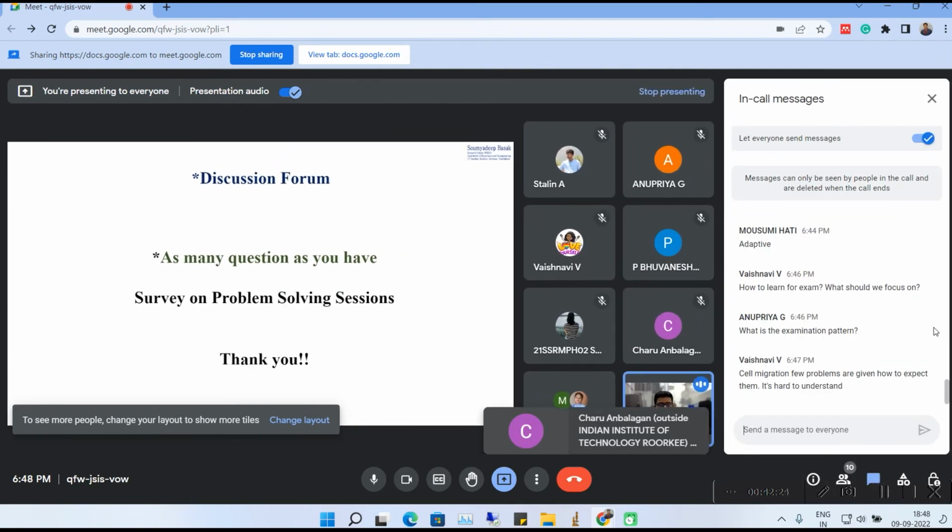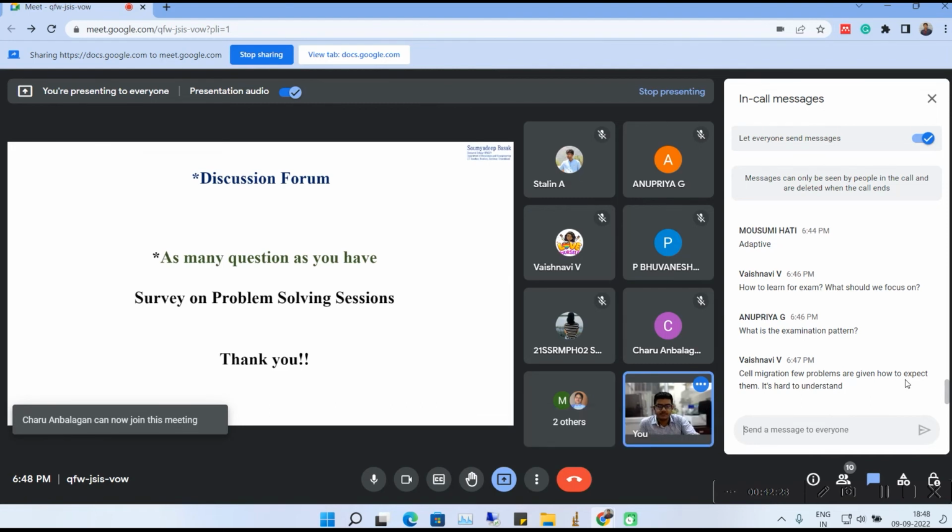Cell migration, problems are given complex. It's not complex. What kind of questions, like what kind of problems are you looking for? Cell migration, we have studied it: how cell migration is happening, what kinds of cell migration there are, how to test cell migration, what affects cell migration.